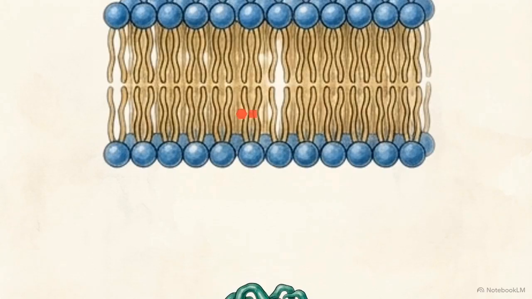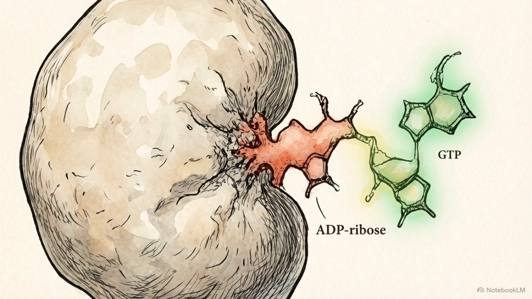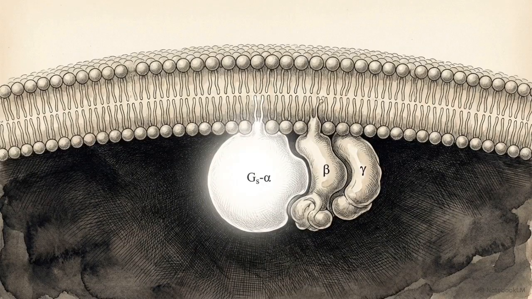The toxin interrupts this cycle by catalyzing the ADP ribosylation of the GS-alpha subunit, binding an ADP ribose molecule directly to the protein. This specific molecular lesion destroys the protein's ability to hydrolyze GTP. Because the cell has lost its regulatory off switch, the GS-alpha subunit remains locked in a permanent constitutively active state.